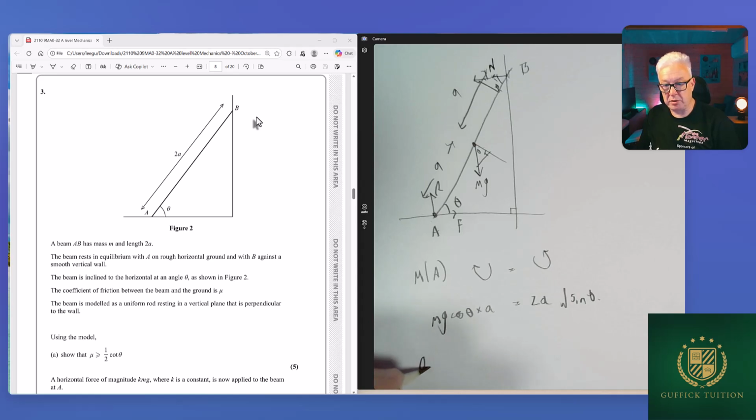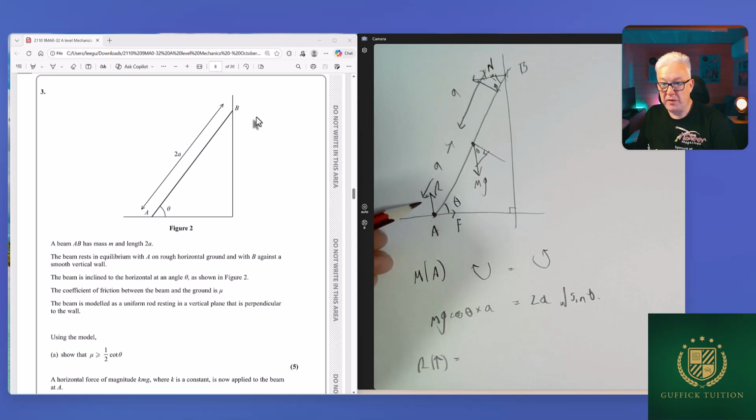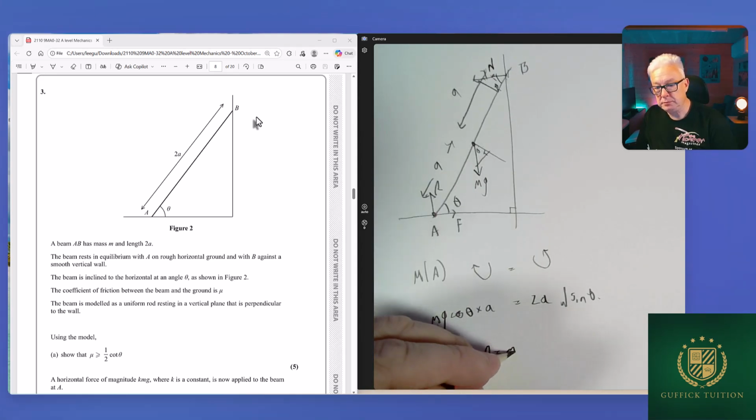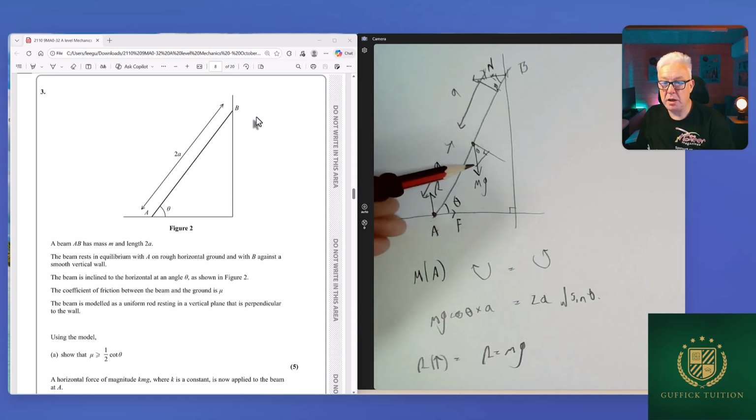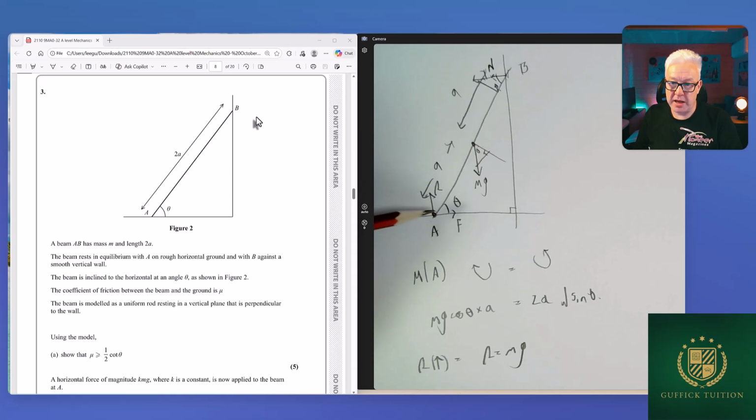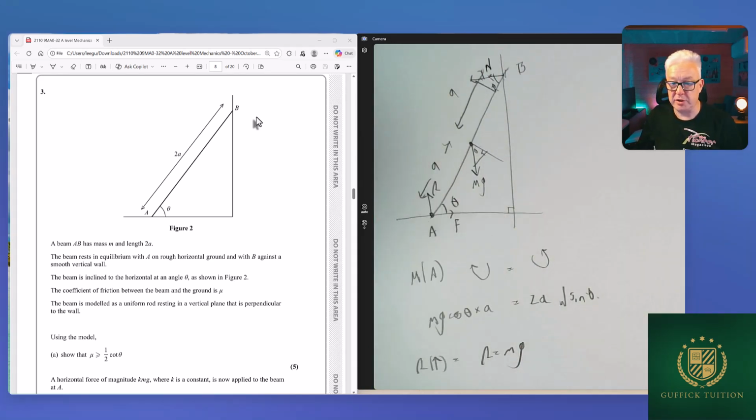Let's now resolve vertically and horizontally. So when we resolve vertically, what have we got? We've just got that R is equal to mg, because there are only two components that are acting vertically. The F is acting in the horizontal, and so is the normal reaction. So there's no components of those in the vertical.